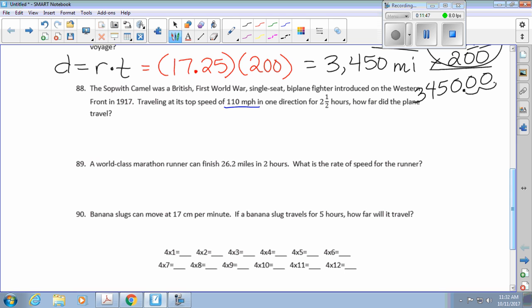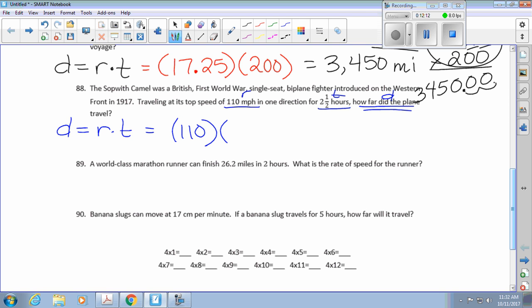We're going to talk about 110 mph. mph stands for miles per hour. That's a rate. Very good. 2.5 hours is a time, and how far is our distance? You guys are great. All right, we want to find the distance. So distance equals rate times time. We're going to plug in 110 and 2.5.